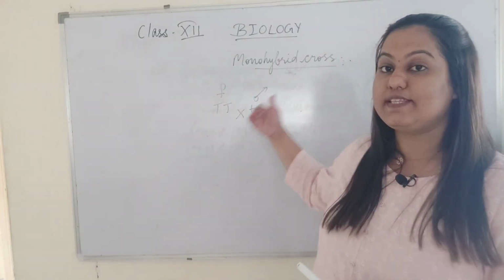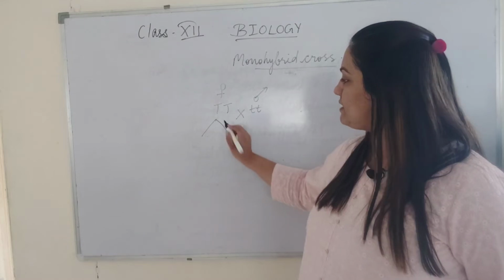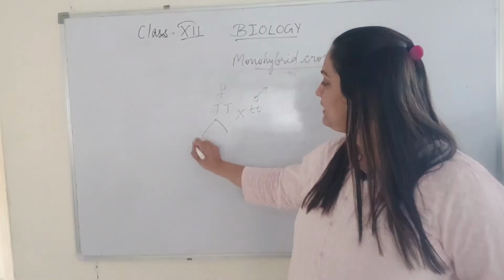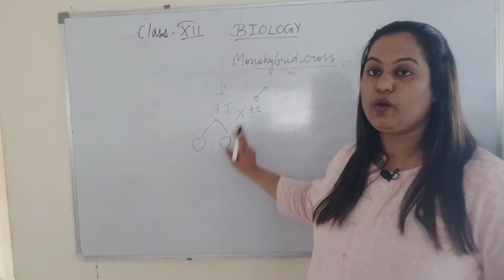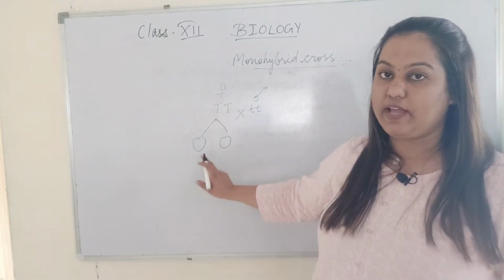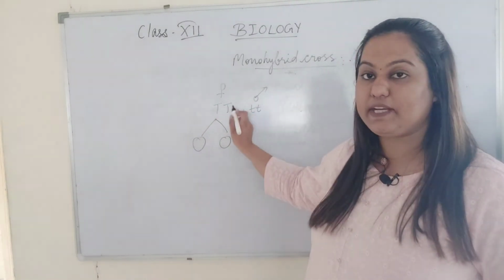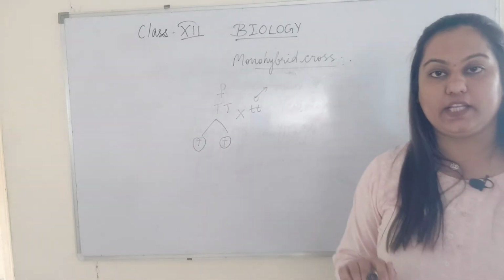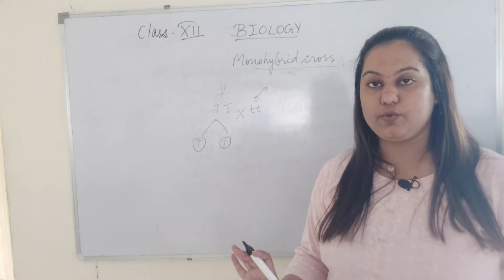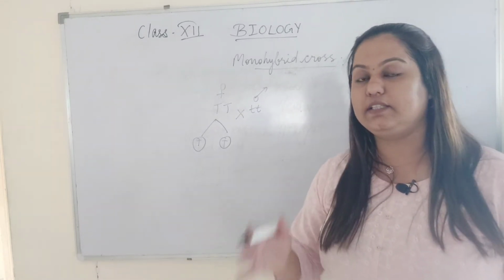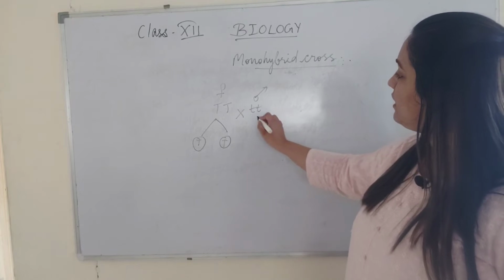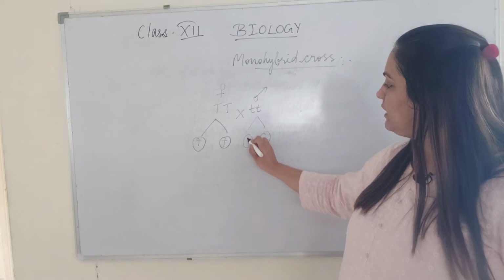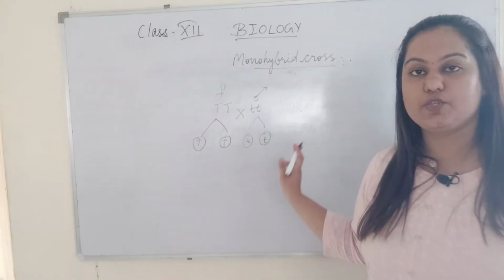Now what happens? During sexual reproduction, they form gametes. So let's say this gene has formed gametes and in the gametes only one of the pair of alleles will enter. That means if there are two capital T, one capital T will come in one gamete and another capital T will come in another gamete. So we can say two eggs are produced. In one there is capital T, in another there is capital T. Now if we talk about the male gametes, same thing, two pollen grains will be formed. Here there will be small t and here also there will be small t.